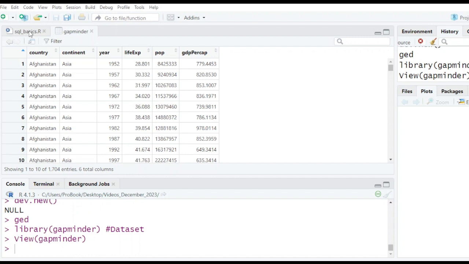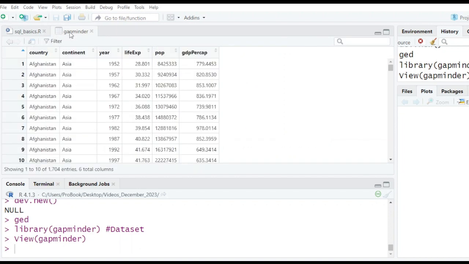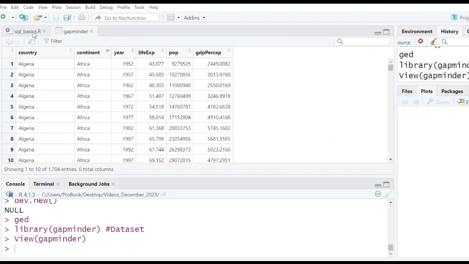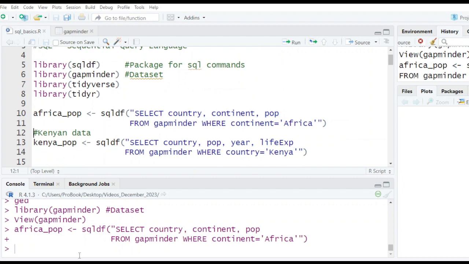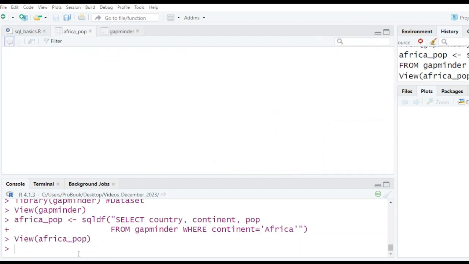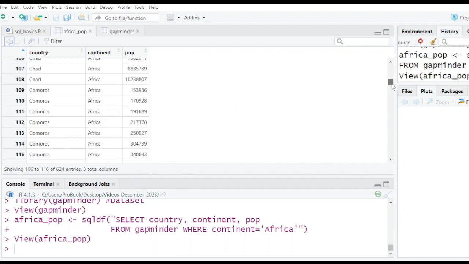So I can decide I want to select, using capital letter SELECT, country, continent, pop, those three, from the Gapminder where continent is equal to Africa. So what it does is you select those three, only the African continent, African population, and when I view, I can see it has selected for me only African countries.